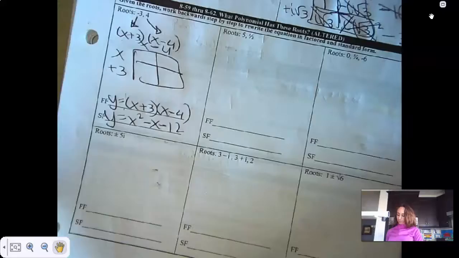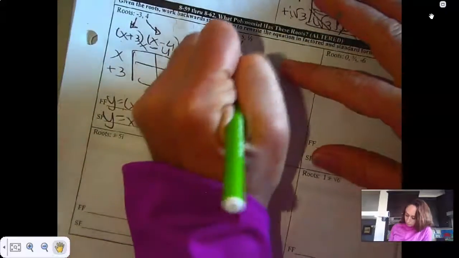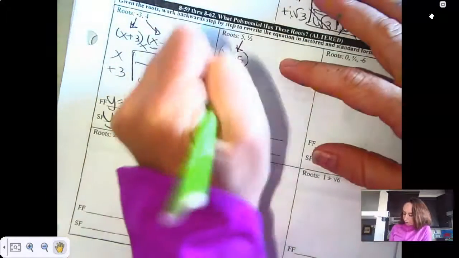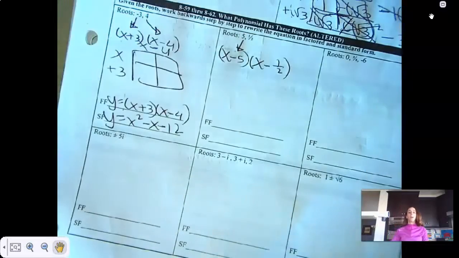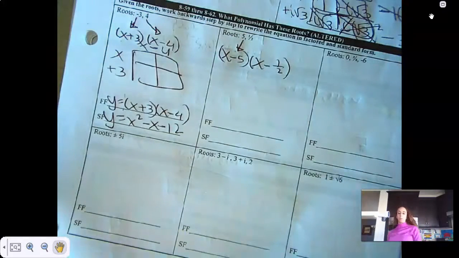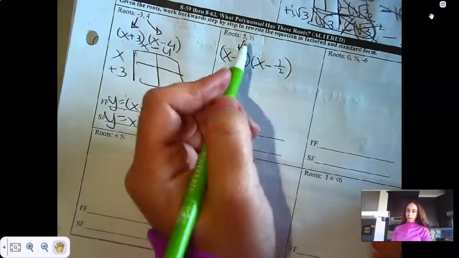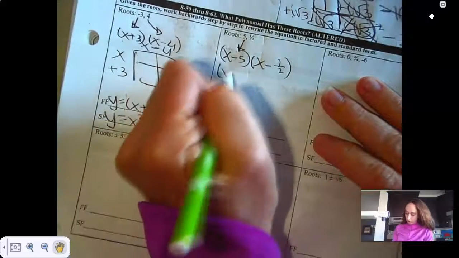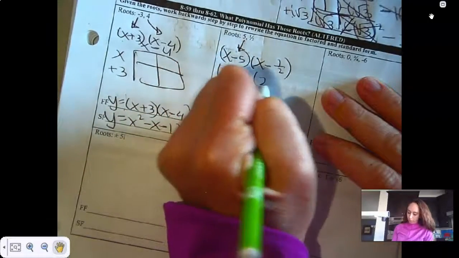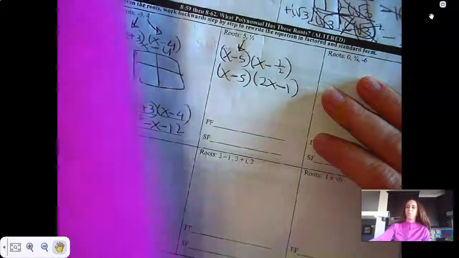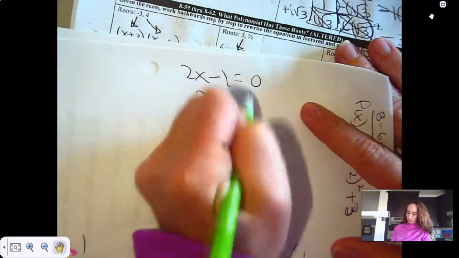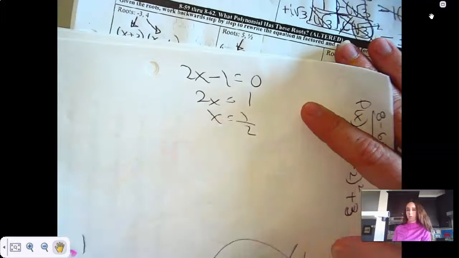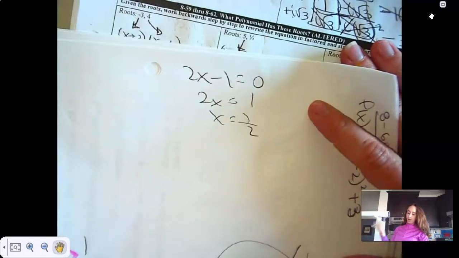Okay, and it's Y equals X squared minus X minus 12. All right, this time, same thing. X minus 5, X minus 1/2. But you cannot write 1/2, okay? I will not be okay with that, so you're going to write it so that there are no fractions, so this stays the same. And it's going to be 2x minus 1. And some of you go, how did you know that? Okay, well, I know if I set 2x minus 1 equal to 0, add 1, divide by 2, and it works.